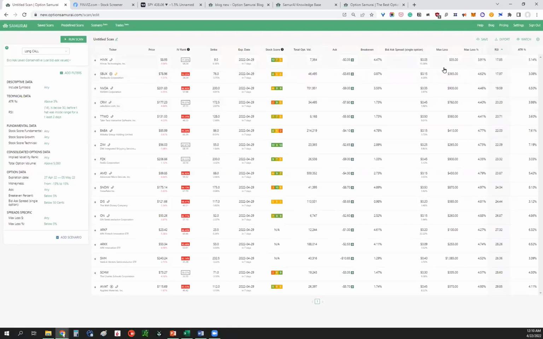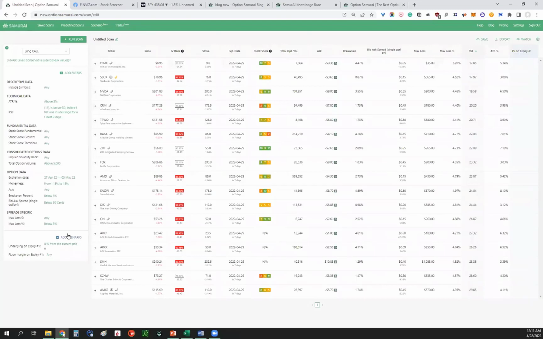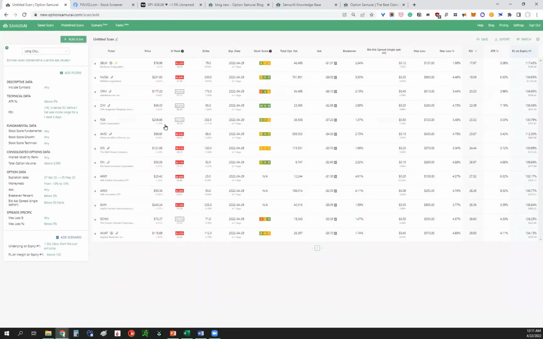But here I want to add another unique feature that we have. It's a scenario, and this is a market scenario. Basically, I will add an outlook for the entire market, and I can see what would be the result of the trade in that outlook. So here, for example, I would say that the trades will go up 1 standard deviation until expiration. And if that happens, I want to only see trades that are at least 100% profit. And then I get to see it.